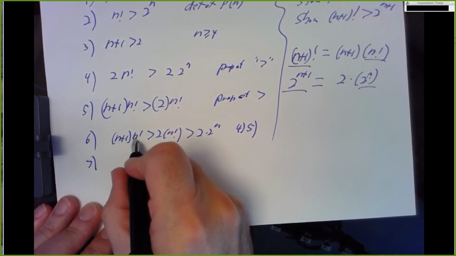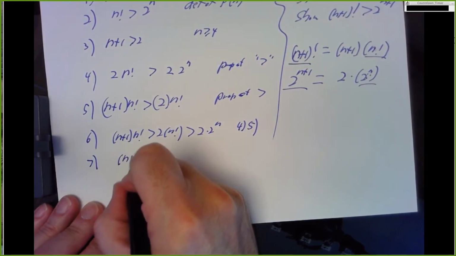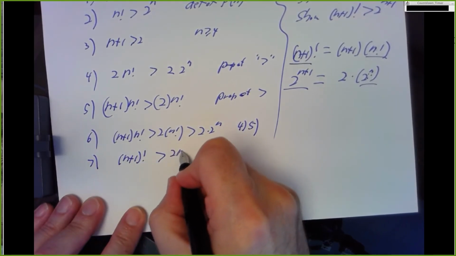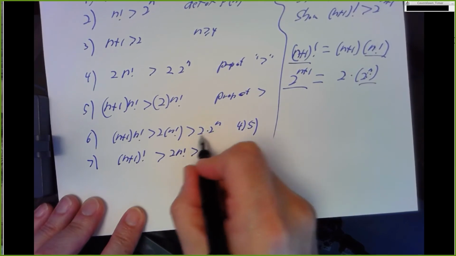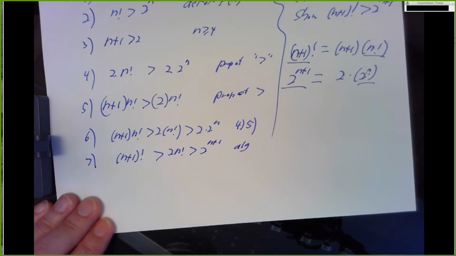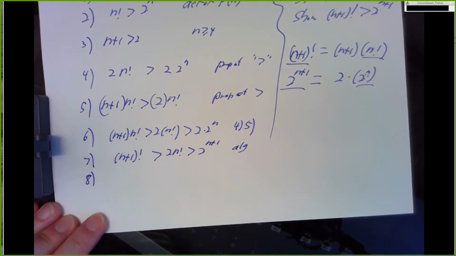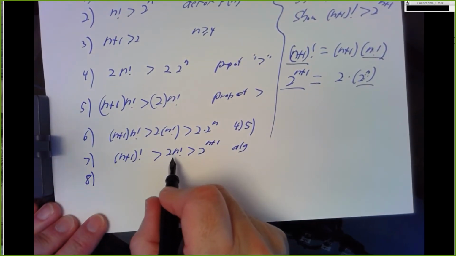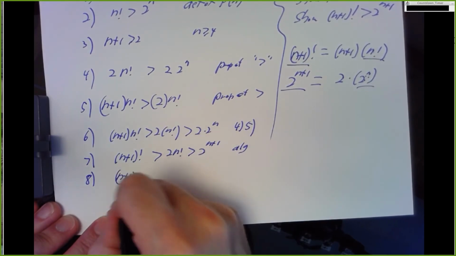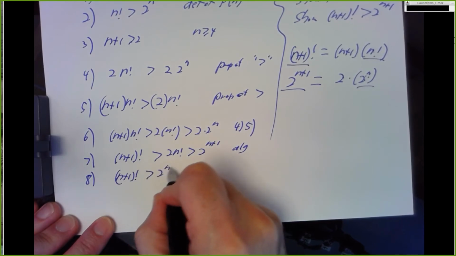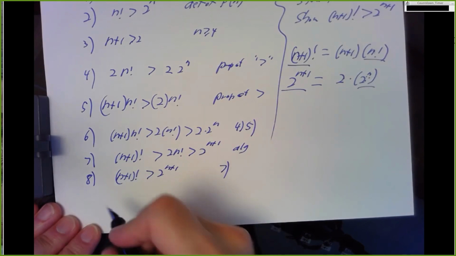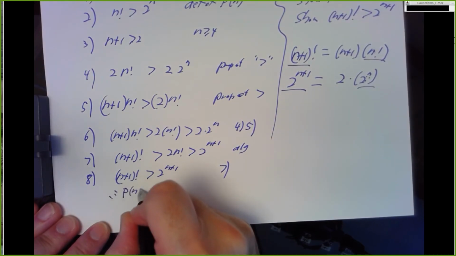And now I'm going to rewrite n plus 1 times n factorial as n plus 1 factorial and say that's bigger than 2 times n factorial. And that's bigger than, I'm going to rewrite this as 2 to the n plus 1. And that's just like algebra. And if this is bigger than that, and that's bigger than this other thing, then this is bigger than that other thing. N plus 1 factorial is bigger than 2 to the n plus 1. That follows from step 7. And that is P of n plus 1.